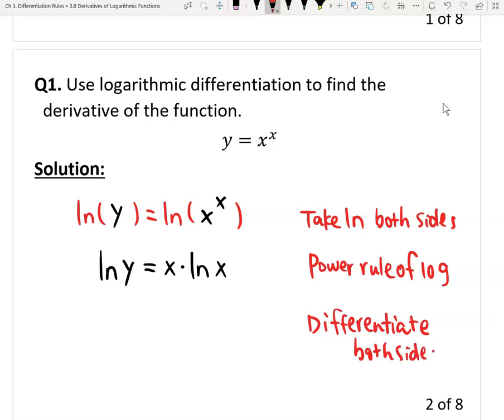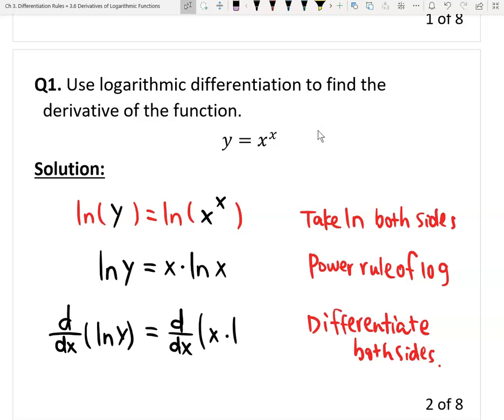Of this implicit equation, let me write the steps. We use Leibniz notation, right? So d/dx of ln y. This is the left. The right is d/dx of x times ln x.